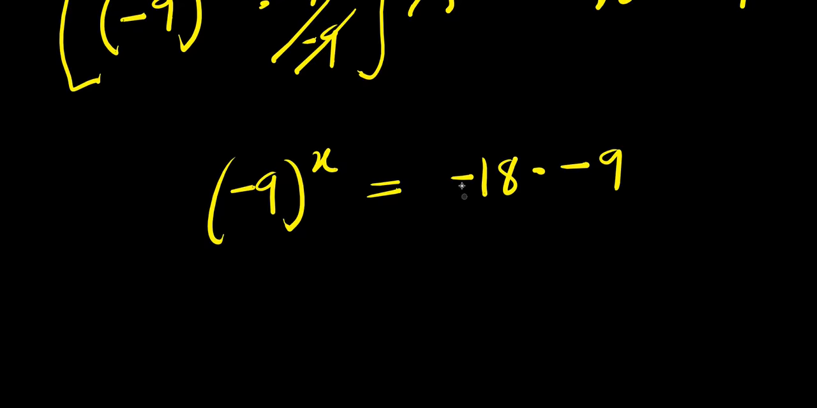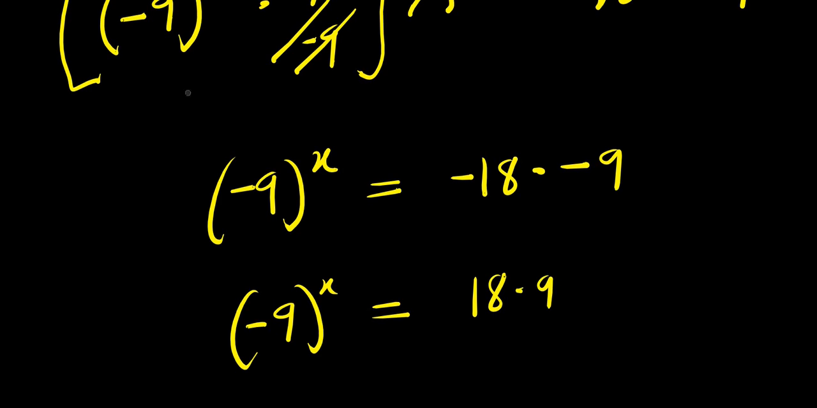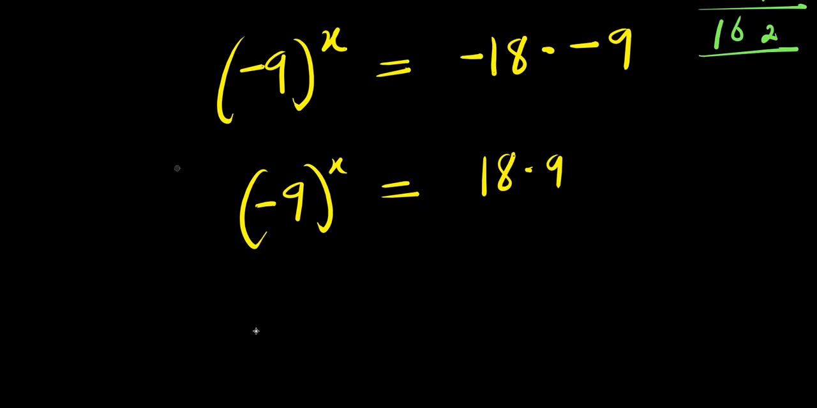So let's do that. Negative times negative is positive. So we have negative 9 to the power of x equals, this will be 18 times 9. And 18 times 9, let's do that. 9 times 8 is 72. We have 2, carry over 7. 9 times 1, 9. 9 plus 7, that will be 16. So we have 16 here. That is 162. So that means we are simply going to have negative 9 power x equals 162.